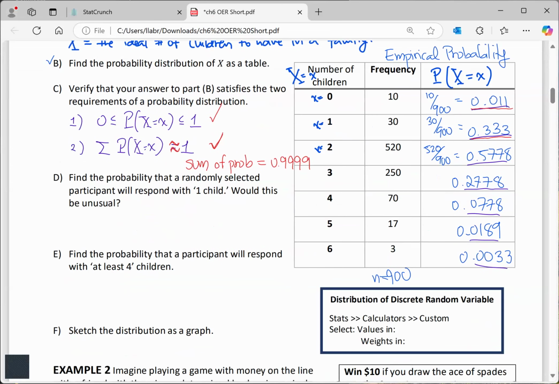All right, let's wrap up. Find the probability that a randomly selected participant will respond with 1 child.